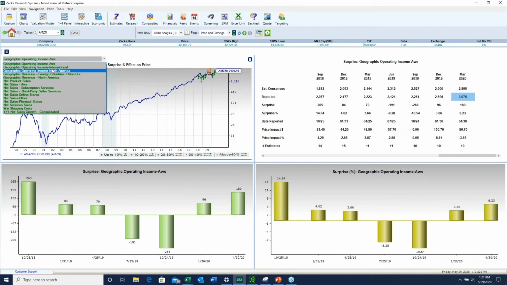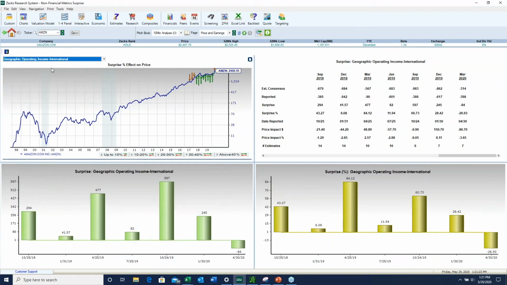If I switch over here to operating income international, check this out. This is actually negative. So you can see that their retail businesses are actually losing money internationally here. So it's actually taking away from that.